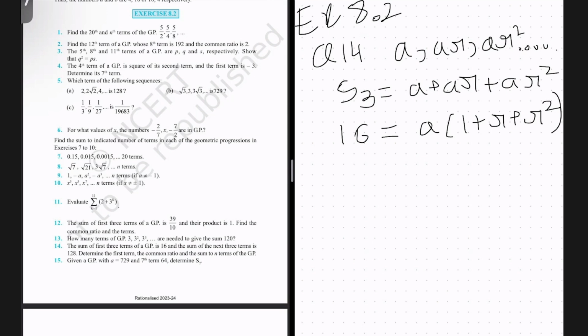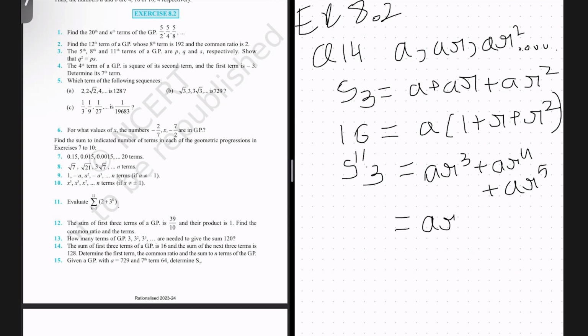Now the sum of the next 3 terms, let us denote that by S double dash of 3, right? I cannot say that is S of 6 because the first 3 terms are not considered, right? So the sum of the next 3 terms is going to be ar cube plus ar raised to the power 4 plus ar raised to the power 5, right? This is the sum for the next 3 terms. Here also I can take out ar cube common, and I would then have 1 plus r plus r square here. On the RHS, we have been given that the sum of the next three terms is equal to 128, right? So I have this equation. Let us denote this by second and this by 1.